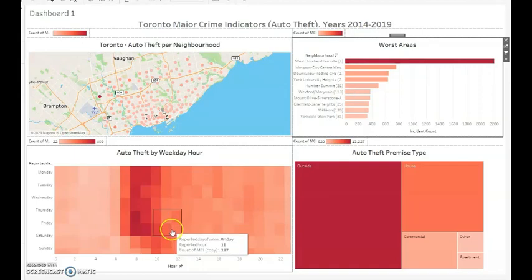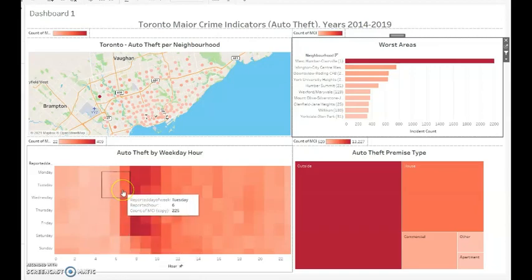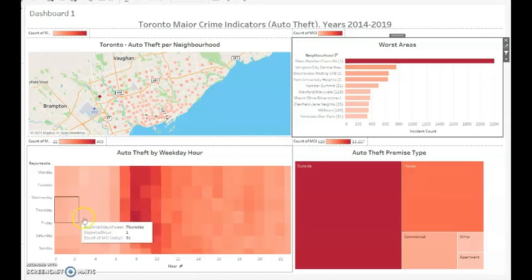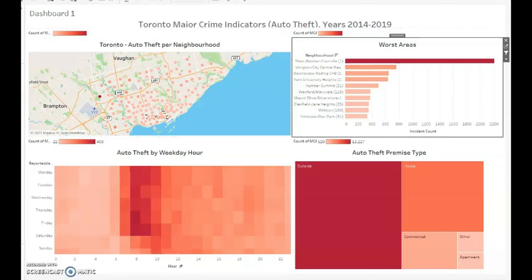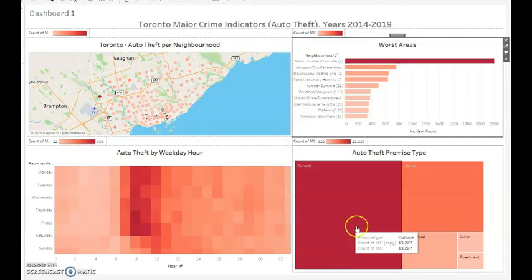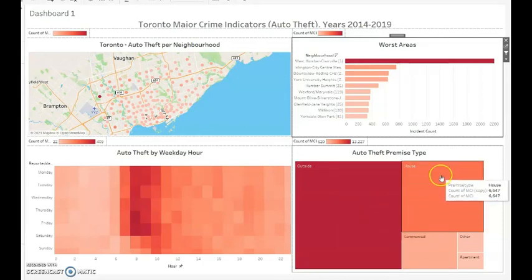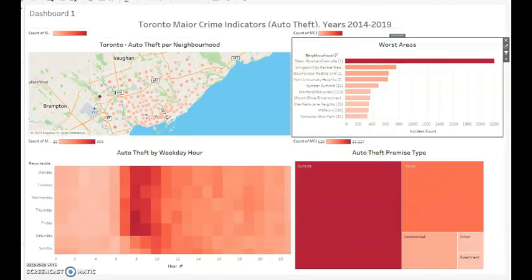The interesting thing is the incidents in time that have occurred on average are occurring between about 6 o'clock in the morning to about 9 o'clock, Monday to Friday, so you can see that they're congregated in there, and in the early mornings there isn't a lot of incidents happening, and then it tapers off through the day. And the auto thefts are mainly happening outside, followed by residential, commercial, other, and apartment.